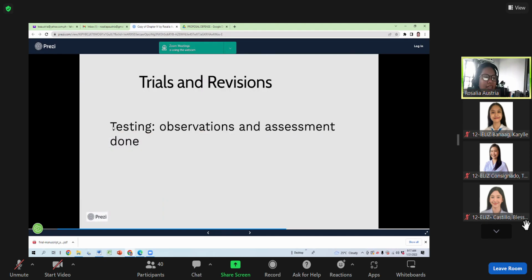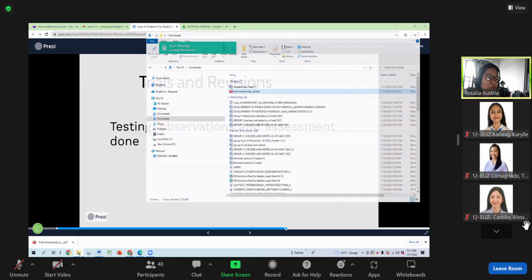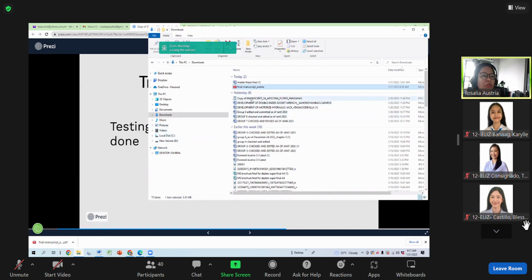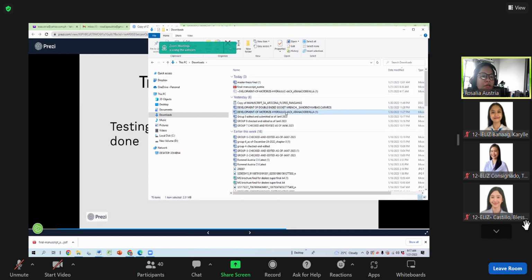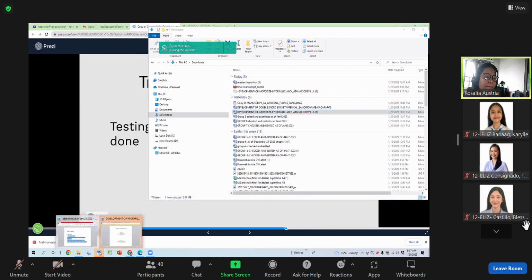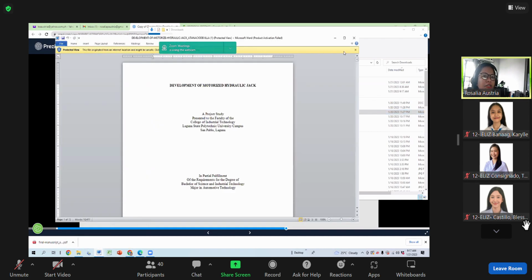Now, testing. So under trials and revisions, you may do testing, observations, and assessments done. I have here samples of revisions. Let me check this. Tinan ko lang to ha. Allow me to open it. This is just sample. Oops. Why is not?